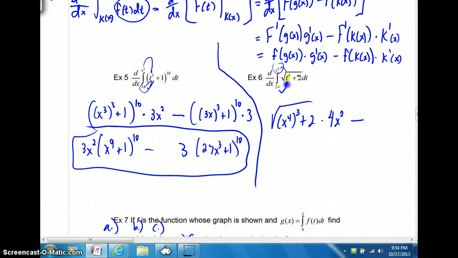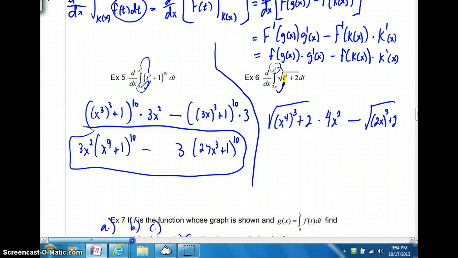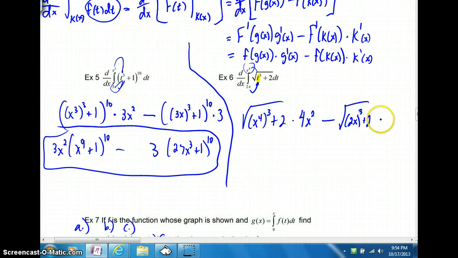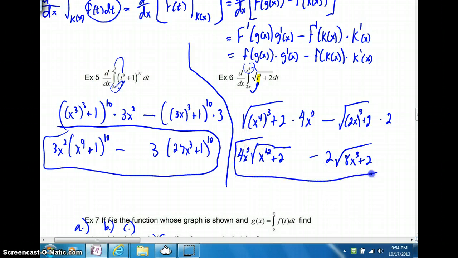Now I'm going to plug 2x in. So I have the square root of, well, now I'll have 2x cubed plus 2. Almost done. Now you've got to take the derivative of 2x, and you just get a 2 itself. Well, inside here you'd have x to the 12th plus 2, and then you'd have your 4x squared out in front. Inside this other radical, 2 to the 3rd is 8. Here's 8x cubed plus 2, and then you bring a 2 out in front.